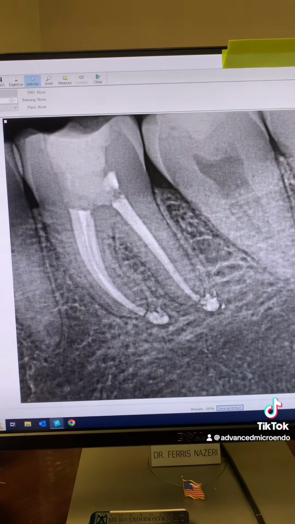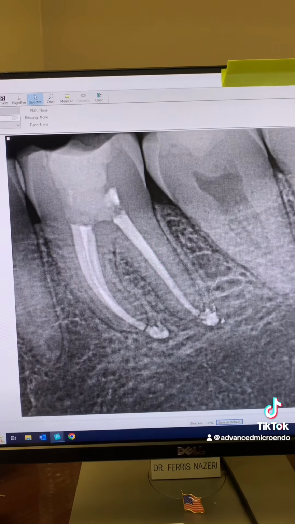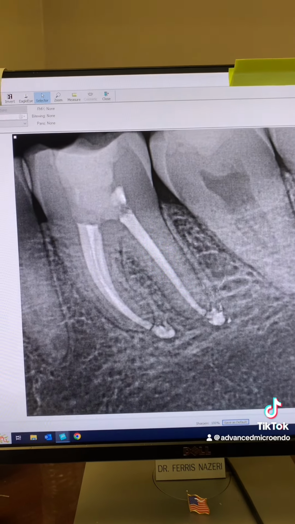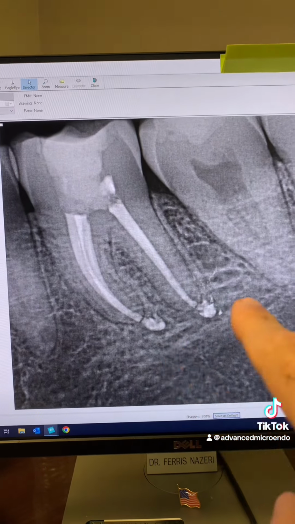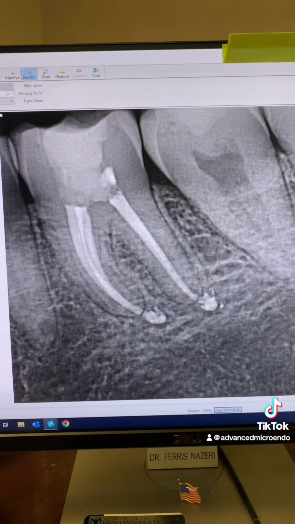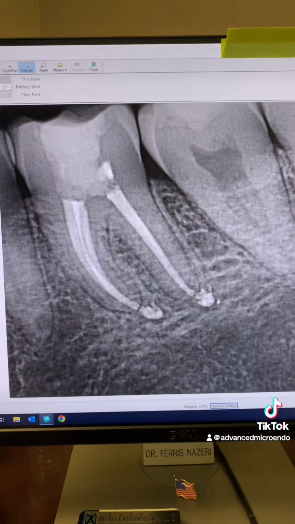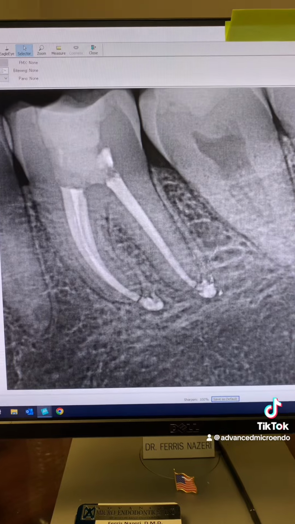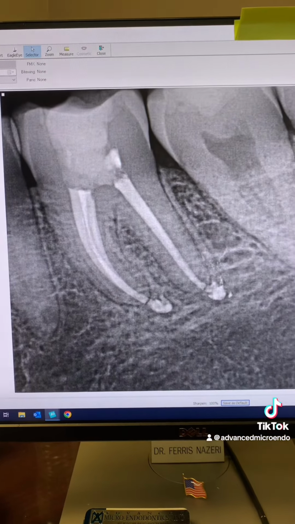One appointment root canal works, has the same success rate as multiple. Some studies show even higher success rate, and sealer extrusion or gutta-percha extrusion, what have you, do not cause endodontic failure. And here's another example, and I've posted hundreds of these examples. Tooth is in full function, asymptomatic, patient's happy.